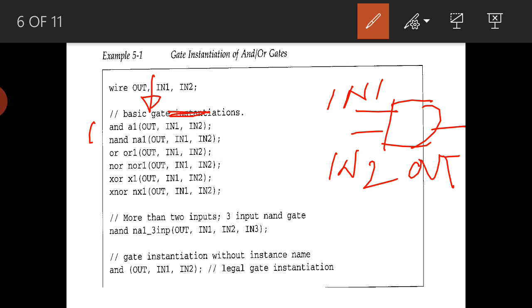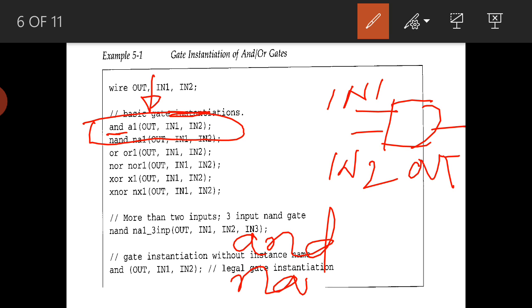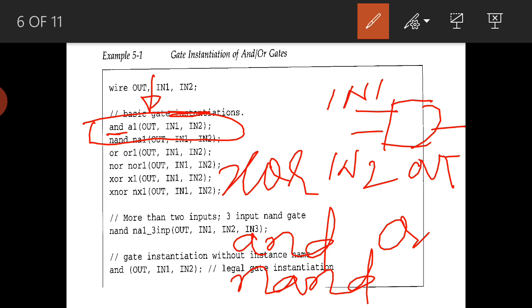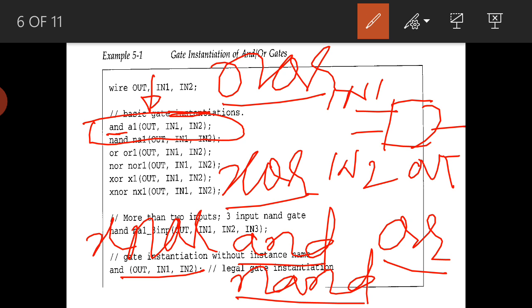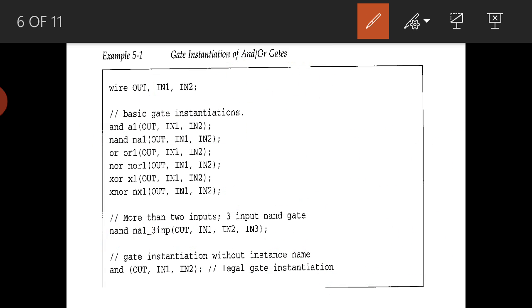The method is that first we need to use the predefined primitives. For an AND gate, as the name suggests, we have the primitive AND. For a NAND gate we have the primitive NAND, for XOR gate XOR, for OR gate OR, for NOR gate NOR, and for XNOR we have the primitive XNOR. So these are the primitives, meaning predefined keywords, and we can't use any other ones.